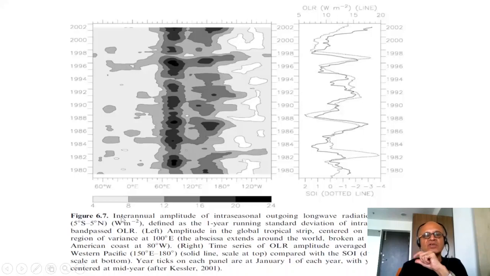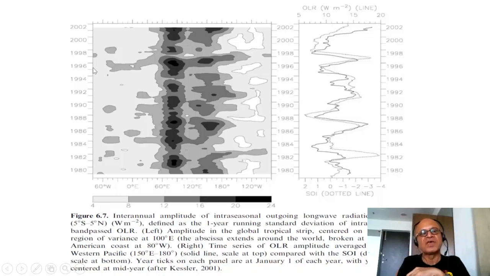Okay, so this is an example of interannual amplitude of intra-seasonal outgoing long wave radiation averaged between 5 south and 5 north. So that's a deep tropical band, defined as 1 year running standard deviation of intra-seasonal band-passed OLR. Outgoing long wave radiation is a good indicator of convective activity in the warm waters. So this is at 60 east, so we are in the maritime continent band here. So we are going into the central eastern Indian Ocean, into the maritime continent, into the West Pacific, and you can see the eastward propagating signals that are typically associated with El Nino.